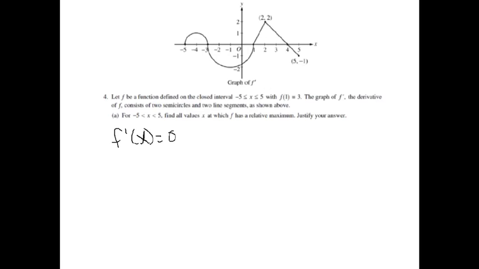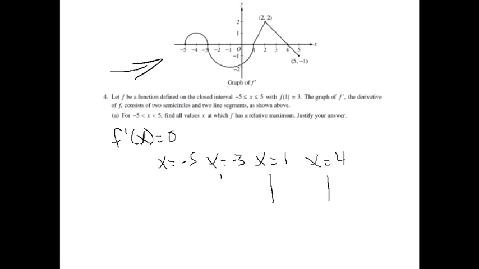Well, we don't have anything that we can take a derivative of, but they gave me the graph of f prime up here. So where is f prime equal to 0? F prime is equal to 0 at x equals -5, x equals -3, x equals 1, and x equals 4. So those are my critical points on my first derivative, possible mins and maxes. Now we need to figure out what sign goes where.